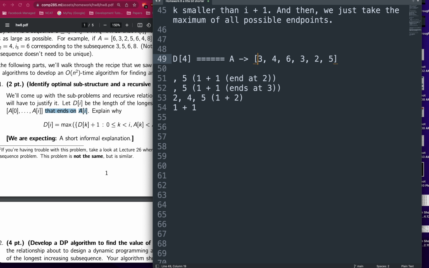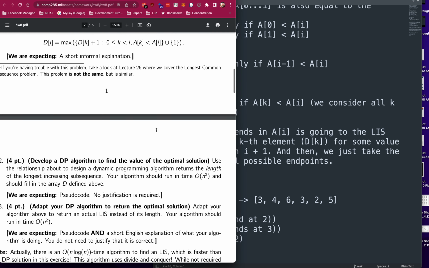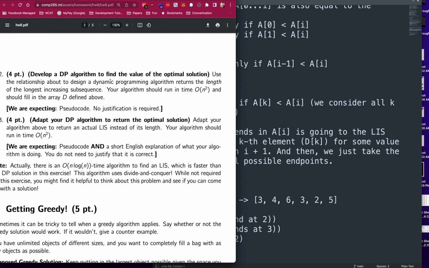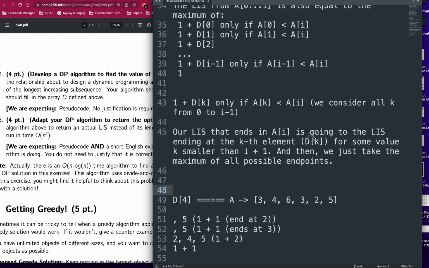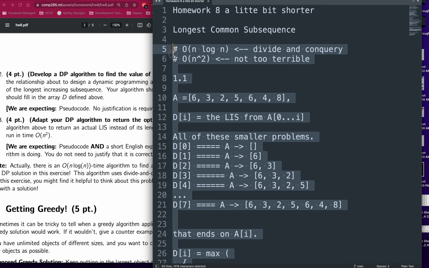Yeah, there are many different ways to solve this, but this is one approach, okay? And that's basically the justification for this recurrence relation. Now, the next question asks you to develop a dynamic programming algorithm. So use the relationship to design a dynamic programming algorithm that finds the length of the longest increasing subsequence, right? You just need the pseudocode, no justification required, so this one should be pretty straightforward.